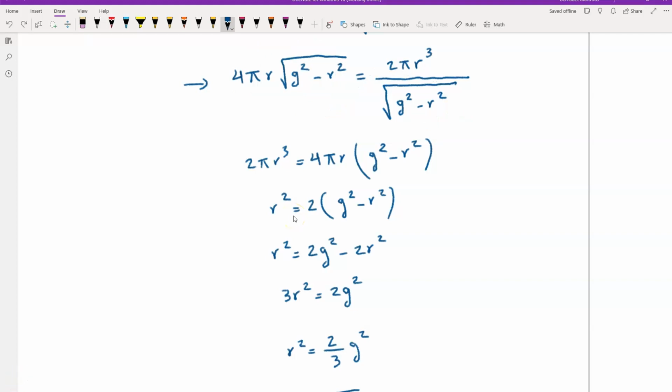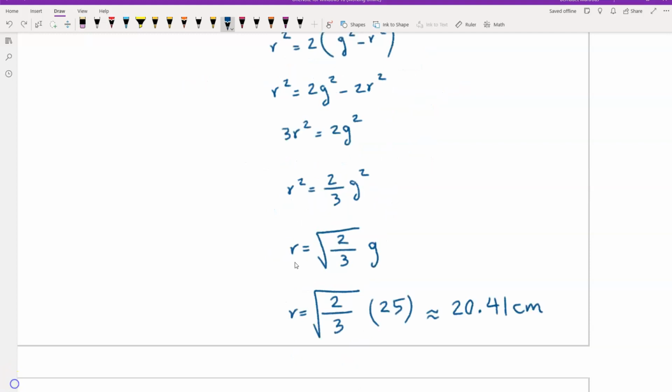So simplify, here we have r squared equal to 2 times (g squared minus r squared), so r squared is equal to 2 times g squared, minus 2 times r squared. Then we have r squared plus 2r squared, so that is 3r squared equal to 2g squared. Now isolate r squared, that is equal to 2/3 g squared. And r is equal to the square root of 2/3 times g, and g is equal to 25. Rounding our answer for r to 2 decimal places, that is 20.41 centimeters.